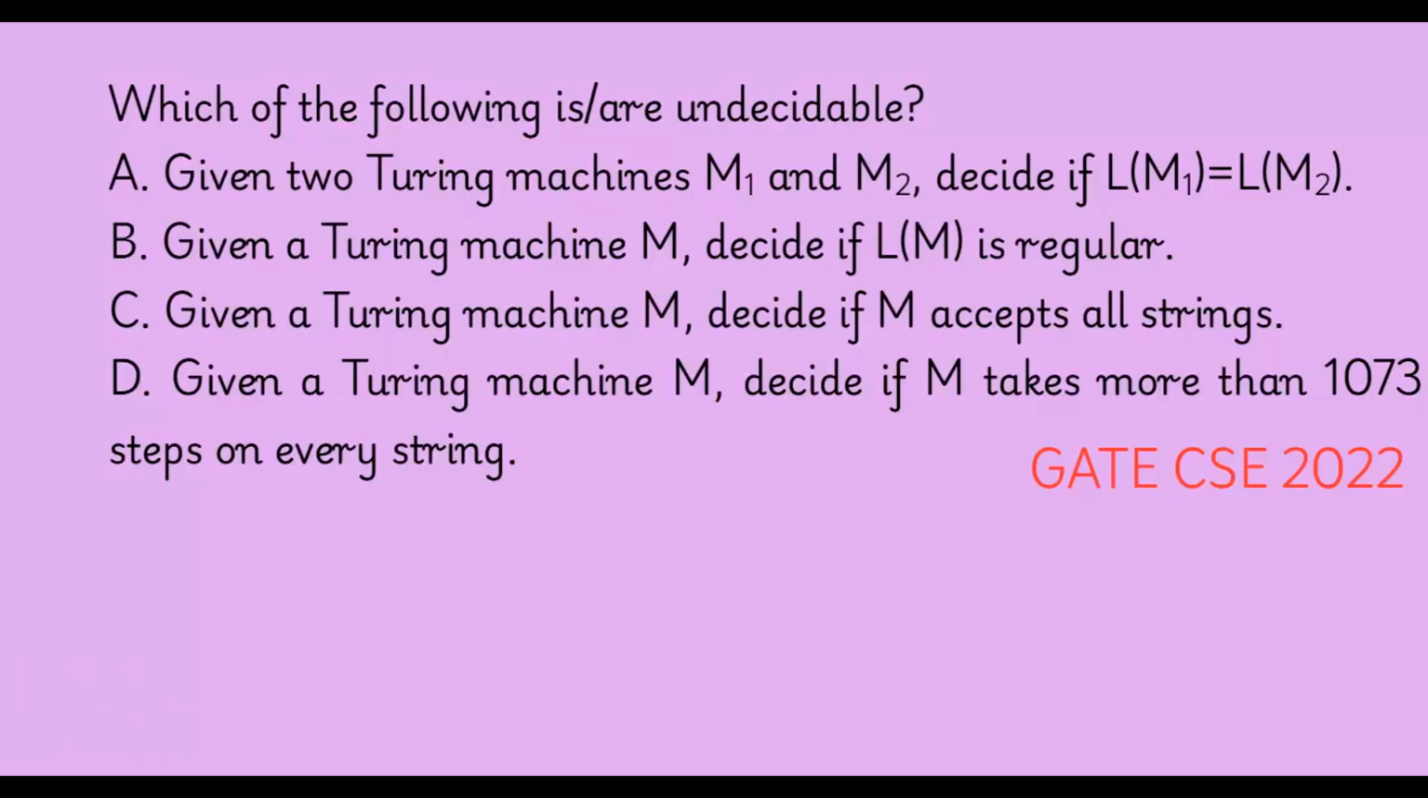Option A, given two Turing machines M1 and M2, decide if L(M1) is equal to L(M2). That is, language of M1 equal to language of M2. Option B, given a Turing machine M, decide if language of M is regular. Next option, given a Turing machine M, decide if M accepts all strings. Last option, given a Turing machine M, decide if M takes more than 1073 steps on every string.